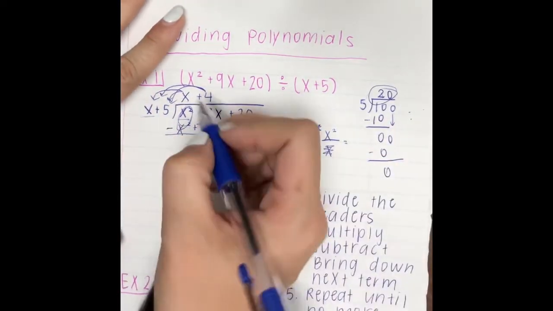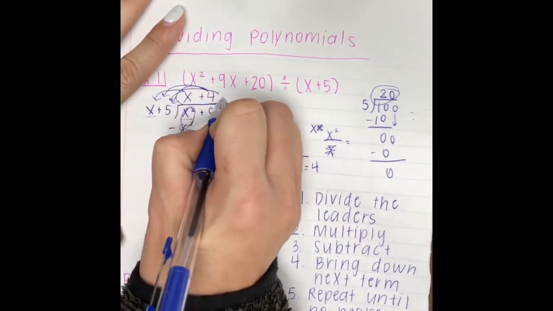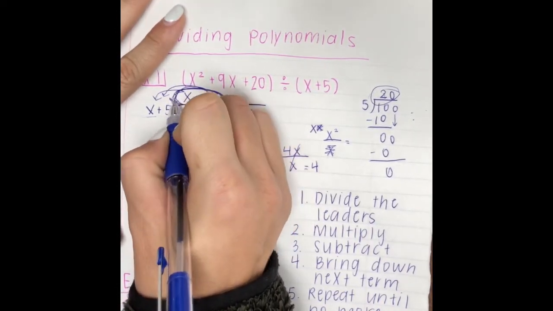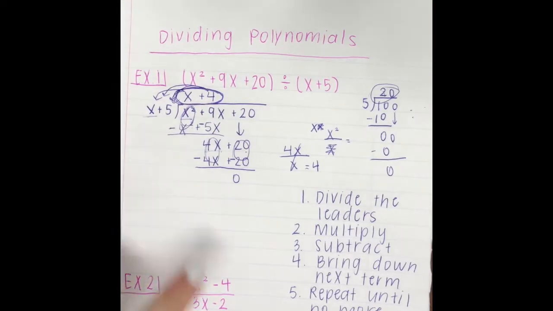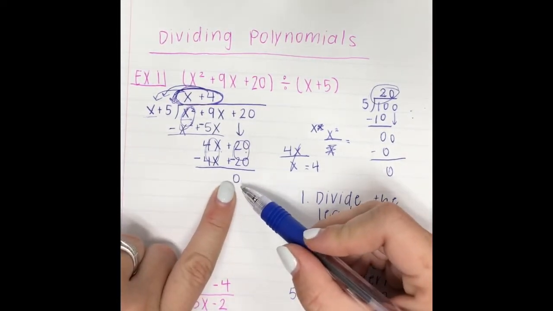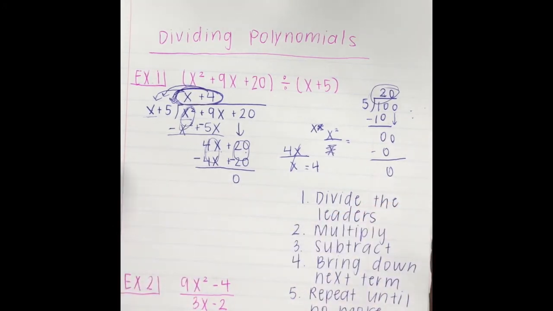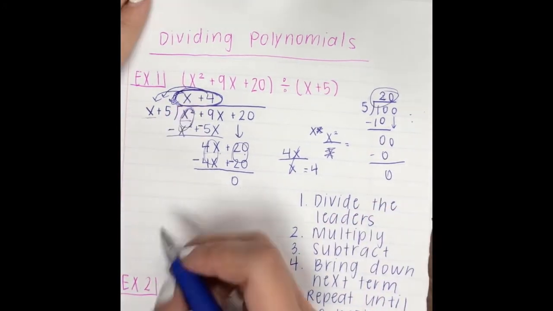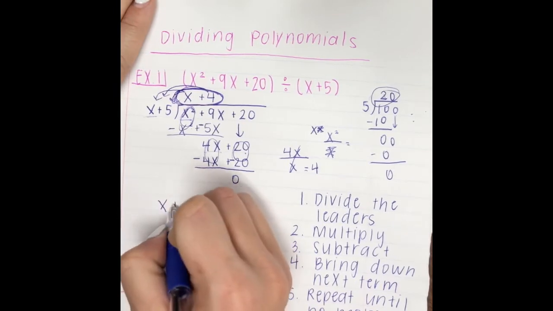So this number on top, or this expression on top, x plus 4, that is your answer. And this is your remainder. If I had a number here, like 5, I would have a remainder of 5, right? I don't have a remainder, so my answer is just x plus 4.